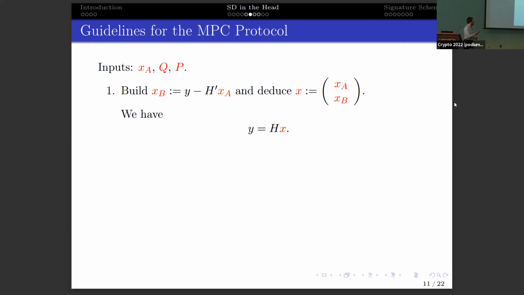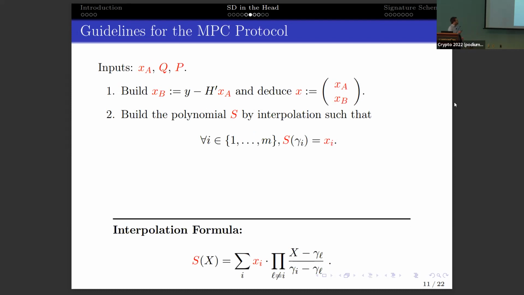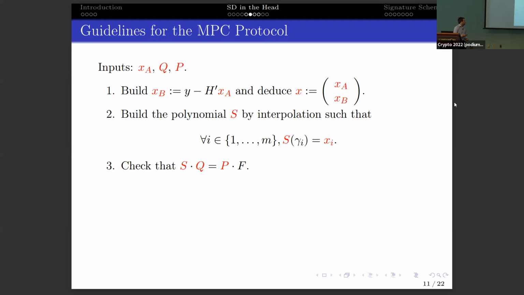The first step of the MPC protocol is to recompose the secret X from XA using the previous linear relation. Then we can build the polynomial S by interpolation, so that the evaluations of the polynomial are the coordinates of the tested vector. In practice, we can easily do that in MPC, since the interpolation formula is linear in the secret value. Finally, we need to check the wanted relation on the polynomials. However, checking this relation directly in MPC cannot be done efficiently. So we will proceed as follows.